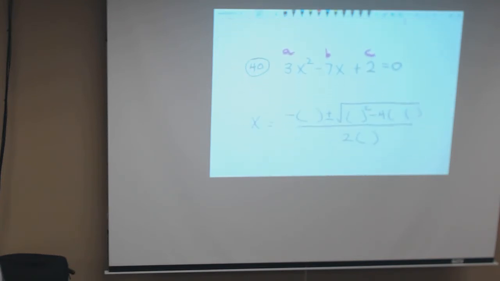Let's go to number 40. Here's A, here's B, and I always circle them so I don't forget the sign, and here's C. So X equals what number goes here? 3, -7, or 2? You have to have that formula laying in front of you to look at it. It's B, so it's -7. What goes here? B again, -7. What goes here? A.